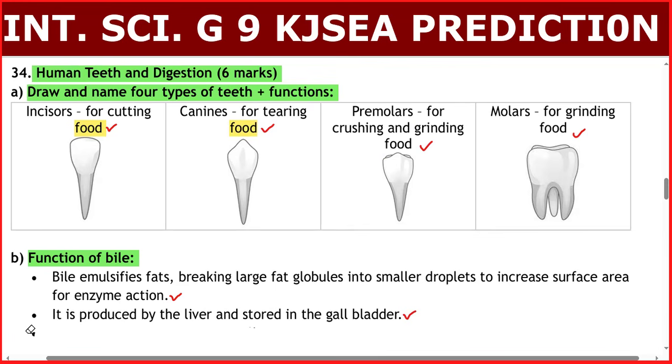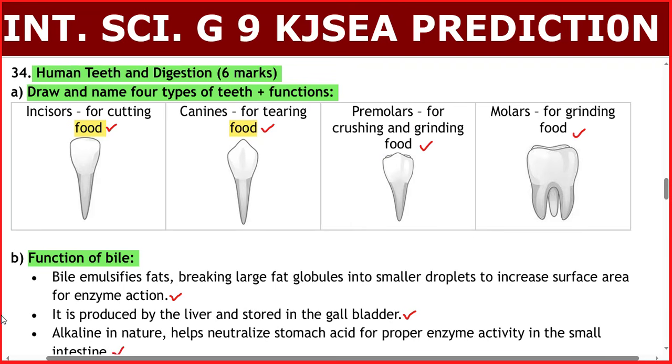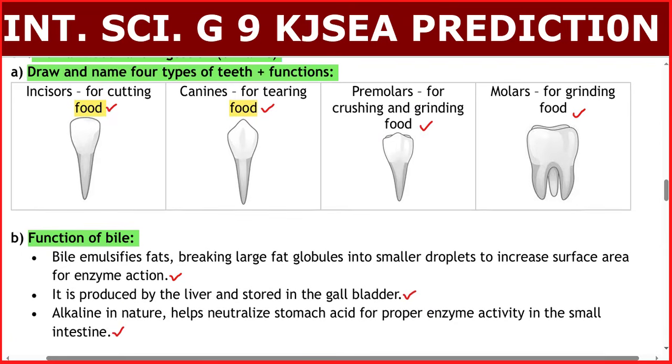Another point on the same is alkaline in nature. That is, the bile is alkaline in nature. That helps neutralizing stomach acid for proper enzyme activity in the small intestine or the duodenum.